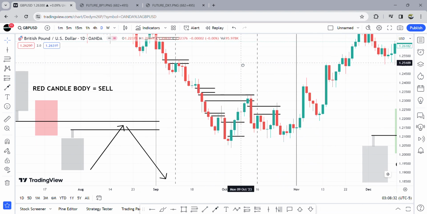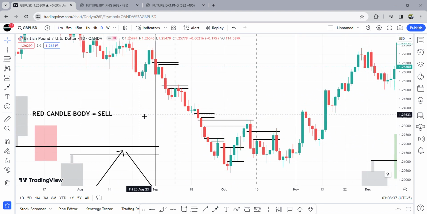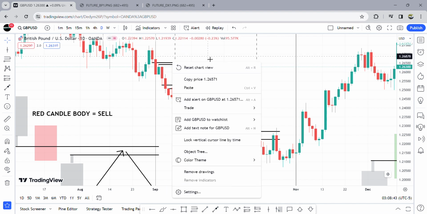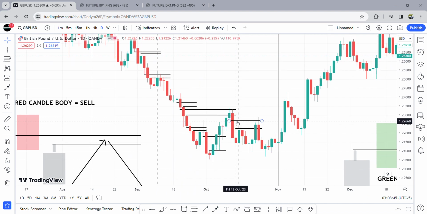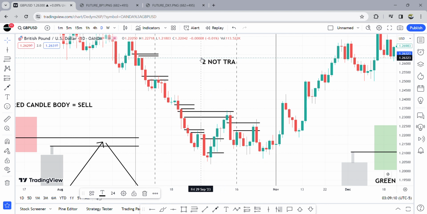or fair value gaps with red bodies. Right, now in this time when there was 7, we can see that it didn't trade back to 1, 2 of these gaps during the time period, and it disrespected 1. So we've got 2 that's not traded to. Let's actually put this down. 2 not traded to.